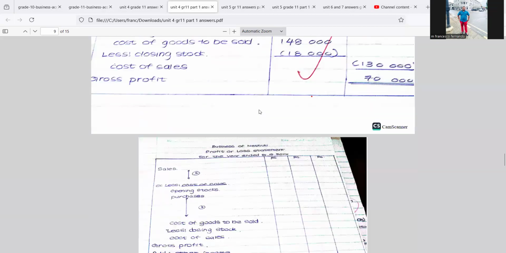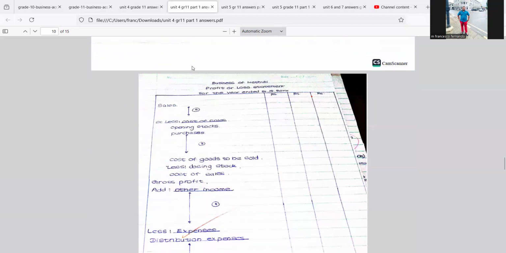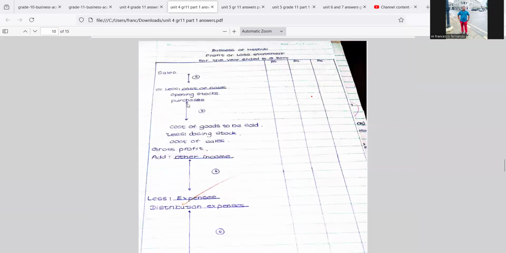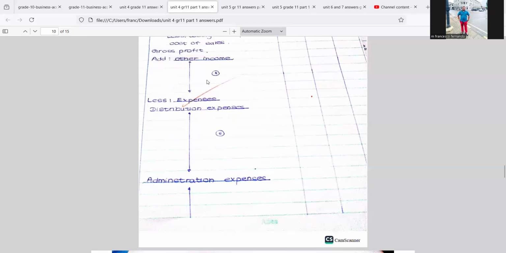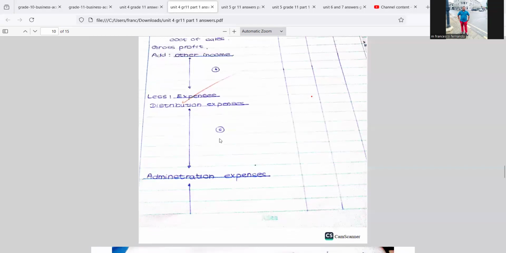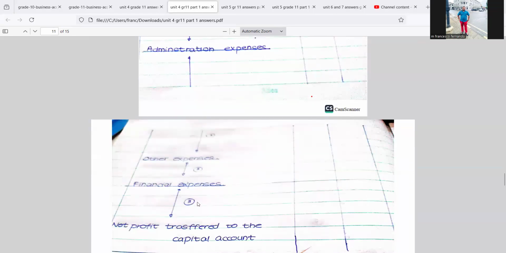In the exam, after sales it is better if you keep two lines if there is a sales return in the trial balance. Why? Because sales return should be deducted from sales. And here after purchases it is better you keep like three lines. For other income around four lines. Distribution expenses around six lines. Administration expenses also around six lines. Other expenses two lines. Finance expenses three lines.